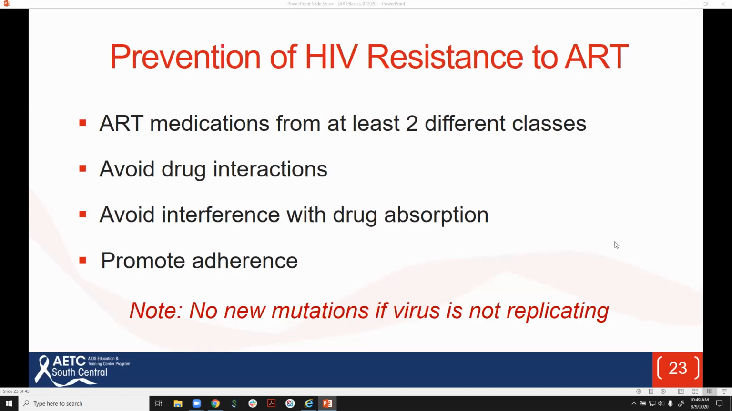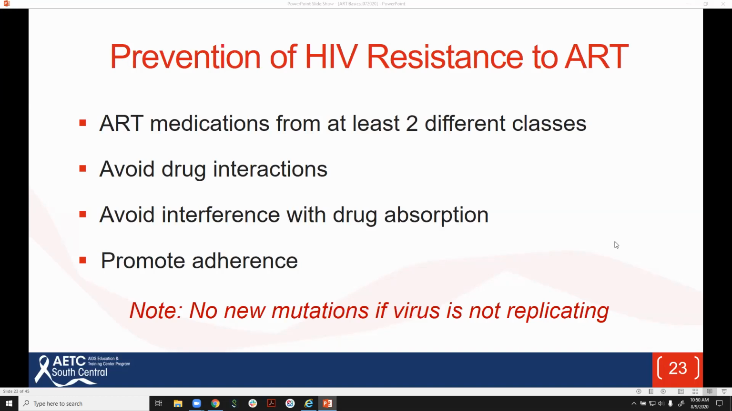So prevention of resistance. We want our antiretrovirals to completely suppress someone's viral load. We also want to make sure that if the virus is suppressed, there aren't new mutations that occur, and we want to prevent any development of resistance. So the rules are antiretroviral therapy medications from at least 2 different classes. Again, our treatment guidelines are 2 NRTIs plus an integrase inhibitor, or 2 NRTIs plus a boosted protease inhibitor or an NNRTI. We want to avoid drug interactions and again assume that there is going to be one. So prove yourself otherwise by inputting those drugs in the drug interaction website. Avoid interference with drug absorption.